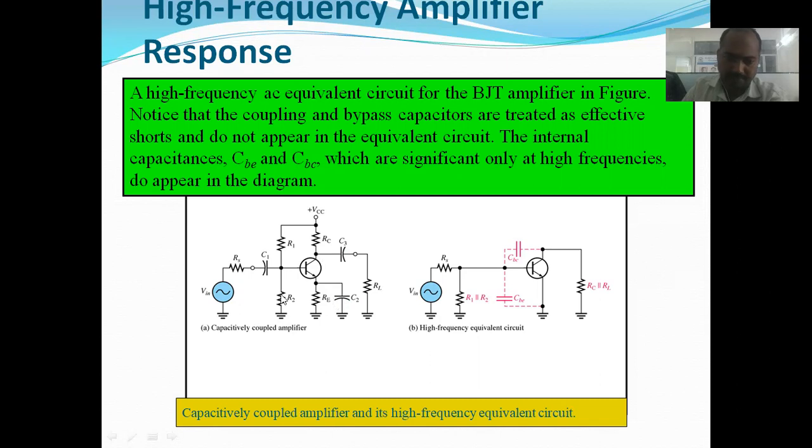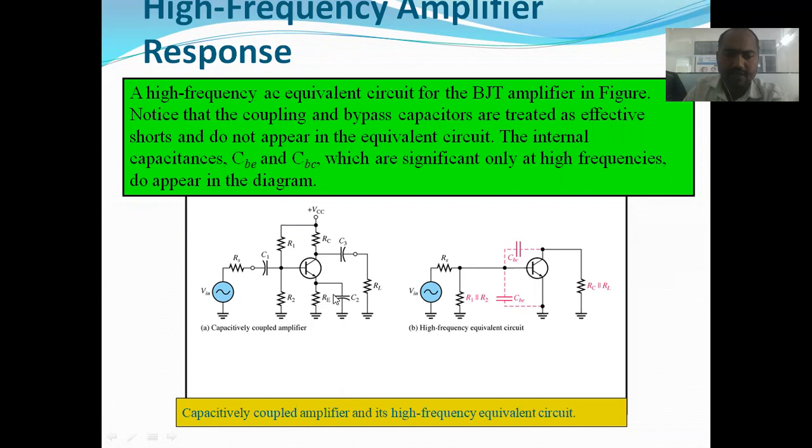So C1 is a coupling capacitor. C3 is also called a coupling capacitor. C2 is called a bypass capacitor. These will act as a short circuit. This happens only in the case of a high frequency signal. So during high frequency, these act like a short circuit, so they don't have any effect. During the high frequency signal, they do not affect the performance of the amplifier, right?